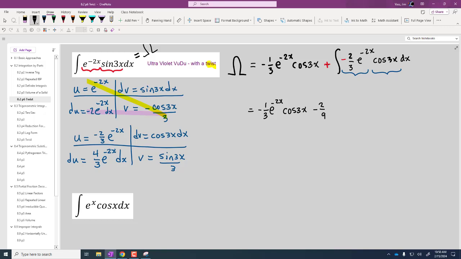-2/9 e to the negative 2x times sine of 3x. So there's uv minus the integral of v du. So that's 4/9 e to the minus 2x times sine of 3x.